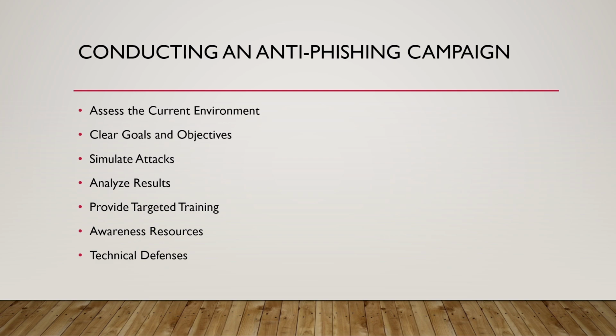Then we want to send out our simulated phishing attacks. This is the best way to measure employees' awareness and identify weaknesses within the organization. So this will be like they'll send a fake phishing email to the employee and see how they respond, see if they actually report it. We could do targeted training, and what targeted training allows us to do is analyze how well our employees are doing with us.